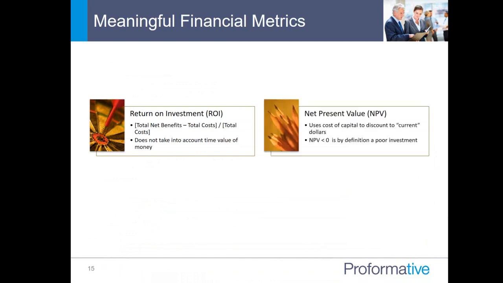The next one is net present value, and this one does take into account the time value of money. So it's looking at that same time horizon, but it's putting the net benefits into today's dollars so that you can better understand the impact from a time value of money perspective. By definition, if the NPV is less than 0, then that's not a good investment to make.